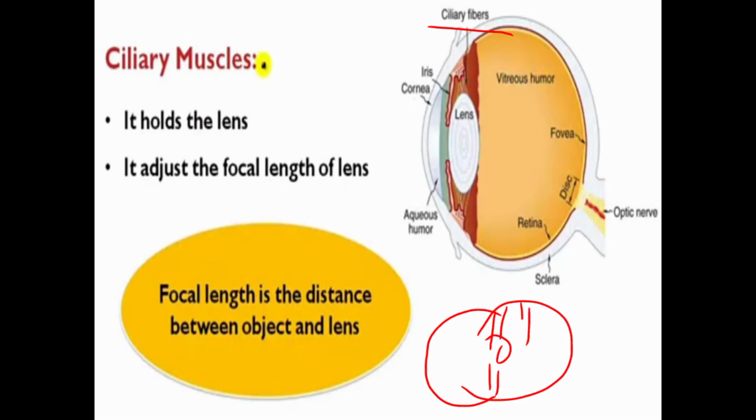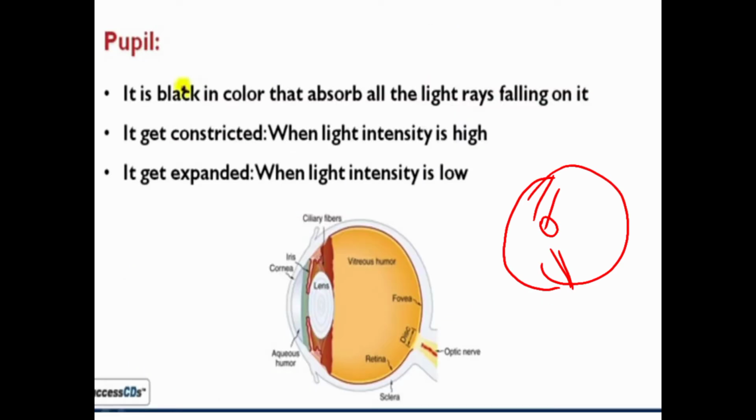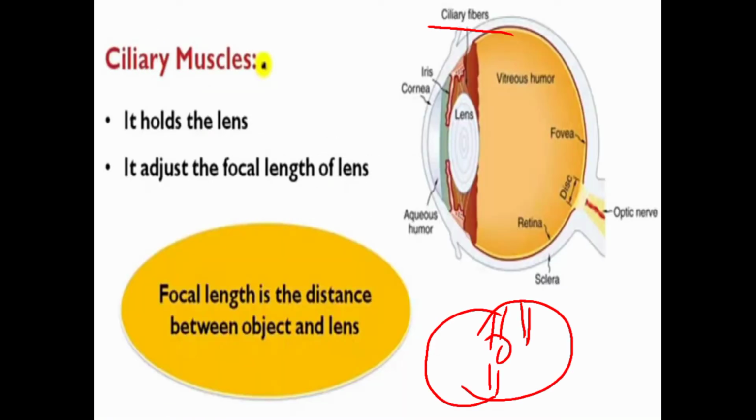Pupil, ciliary muscles and the lens. Okay, so here the ciliary muscles hold the lens. What is the role of ciliary muscles? They hold the lens, and they adjust the focal length of the lens.